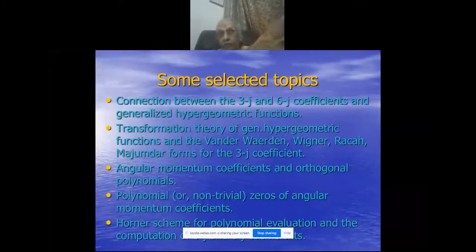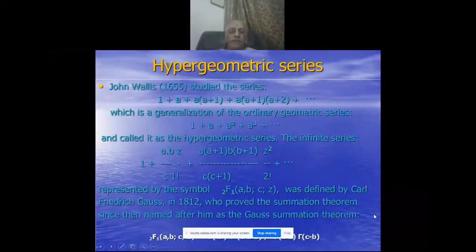This realization made me look at angular momentum coefficients, for which I was able to establish a connection between angular momentum coefficients and hypergeometric functions. And I came across sets of hypergeometric functions, not one, but sets of hypergeometric functions. And I had to evaluate these hypergeometric functions, making use of the Horner scheme. And this was an industry out of which I was able to produce a couple of PhD students, write a research monograph, and publish quite a few papers.